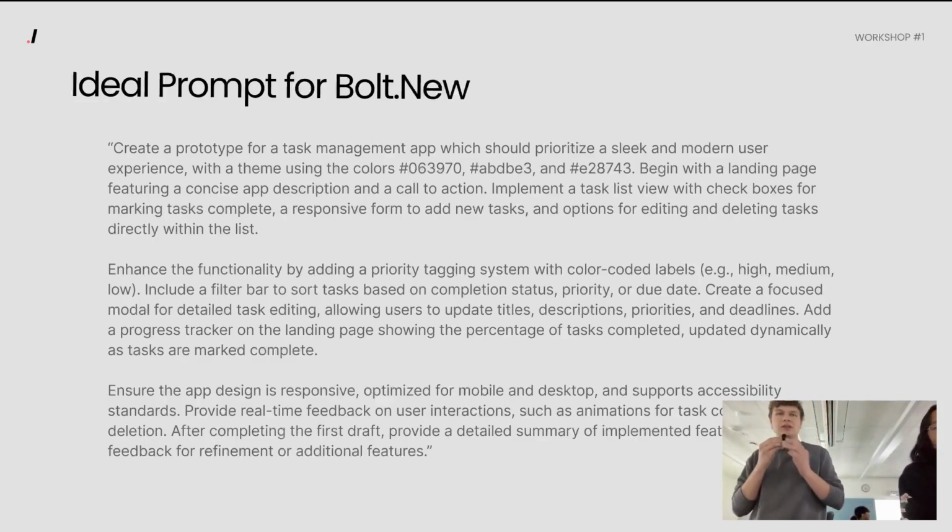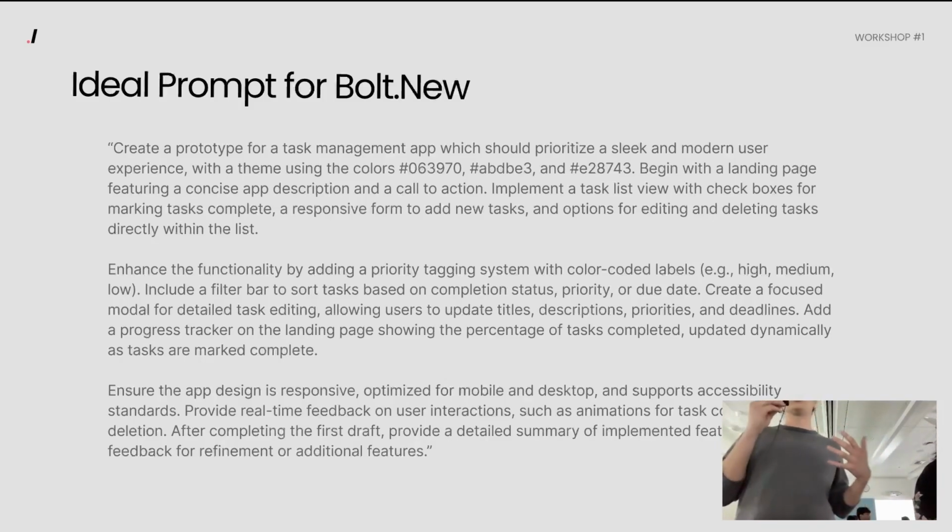So you can see this ideal prompt, it's a lot of words. It's not just make an app. So we're telling it exactly what we want, which is a prototype for a task management app, and then it should prioritize a sleek and modern user experience with a theme using the colors, and then we give it specific hex codes, right? Because if you want it to integrate a specific design system or design kit, you want to be really specific, or else it'll just try to give you a super basic thing. We walk through each feature we want. So landing page, concise app description or call to action, task list view with checkboxes for marking task complete, responsive form to add new tasks, options for editing and deleting tasks.